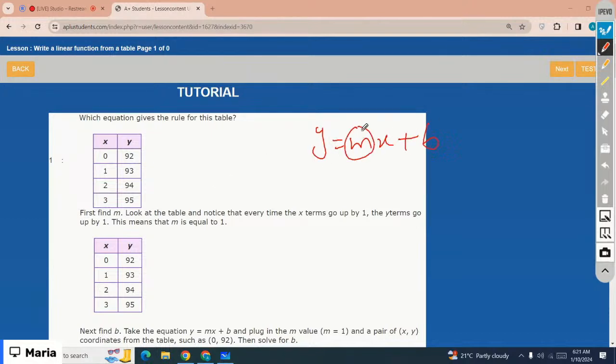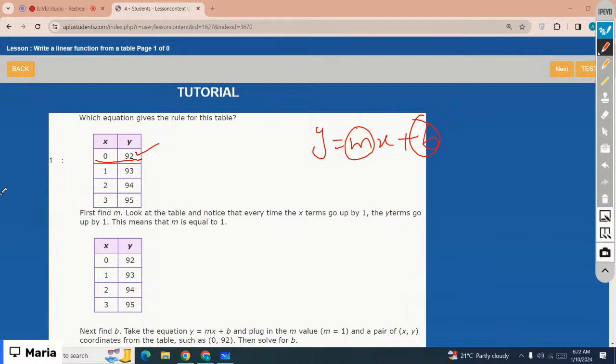M is the slope of the function and b is the y-intercept. Y-intercept means the point where the graph is touching the y-axis, right? x must be 0 and y has a value. So here in the table, 0 and 92, that means this is the y-intercept, right?